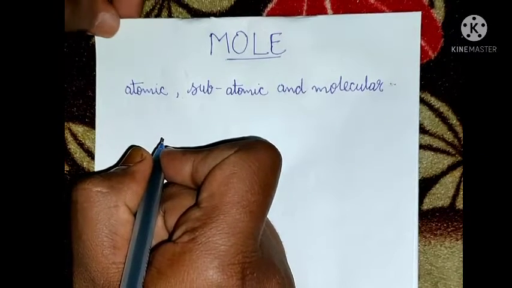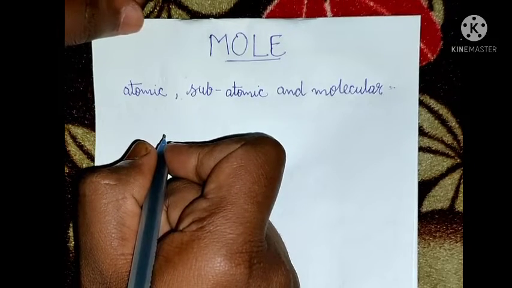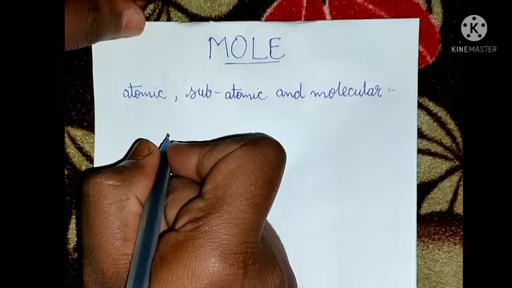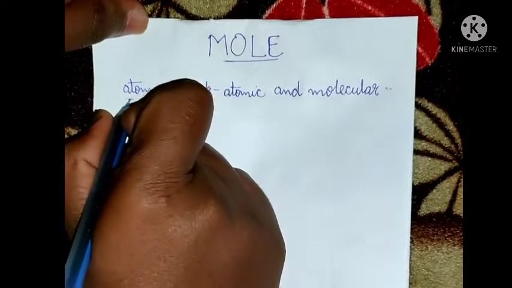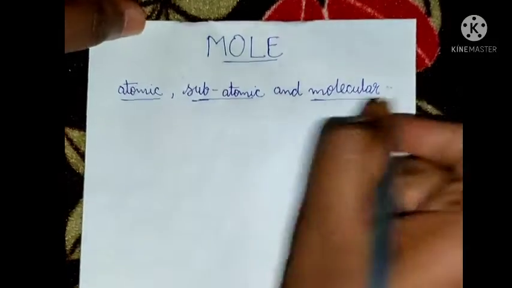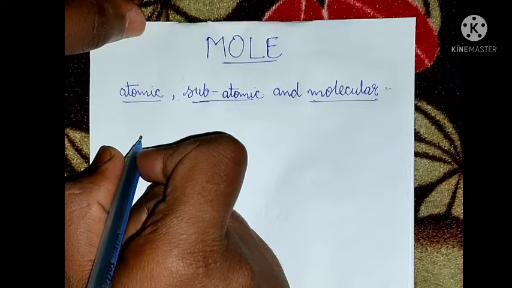Hi all, in this video we are going to learn about mole concept. So what is mole? Mole is basically a counting unit which is used for the counting of entities at atomic, subatomic and molecular level. So how are we going to count the entities at such a small level?